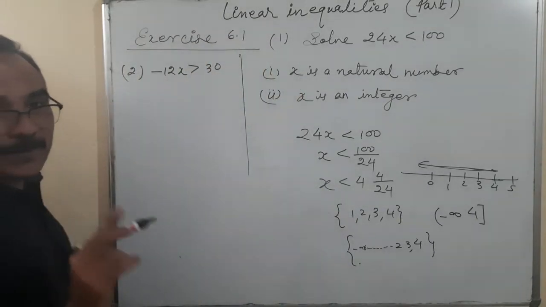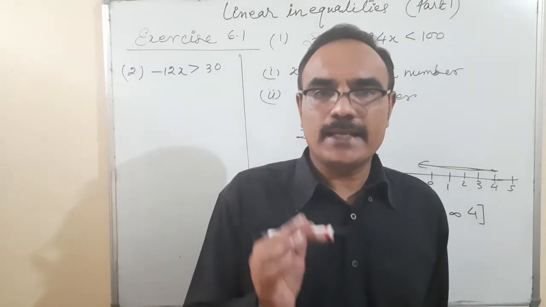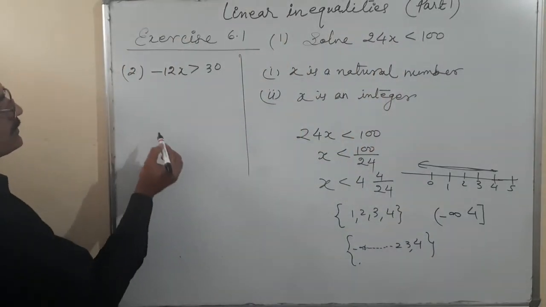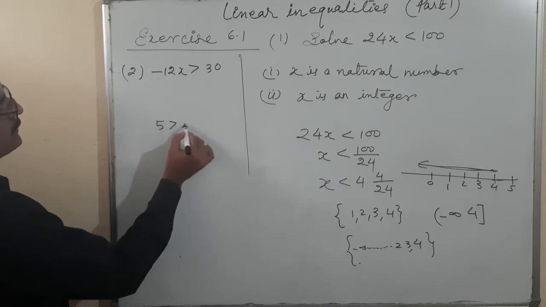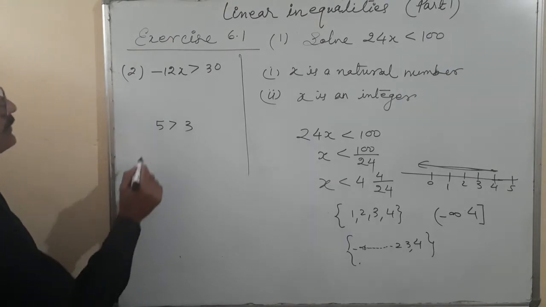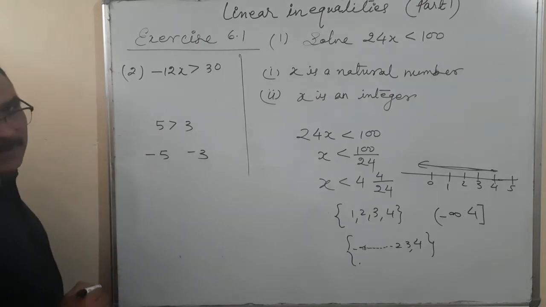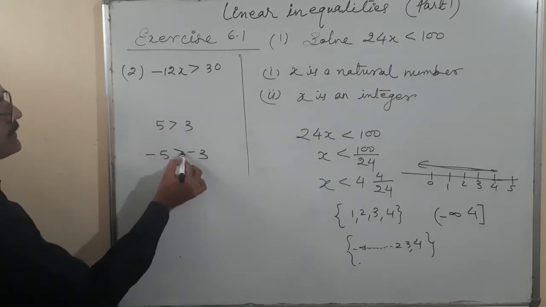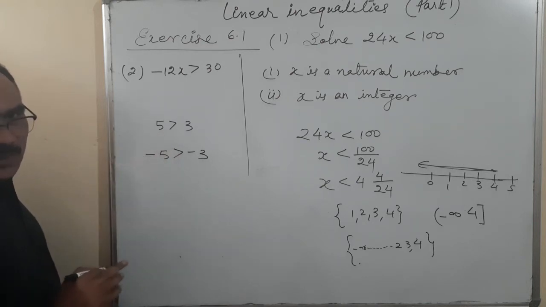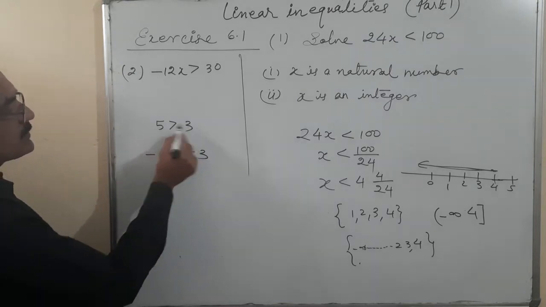You remember one thing: when we multiply by minus 1 on both sides, the inequality will change. How will the inequality change? Let me tell you. Suppose 5 is greater than 3. You are aware of that? 5 is greater than 3. If I multiply both sides by minus 1, what happens? May I write this as it is, or are both terms true, or one of them is not true? I think one of them is not true because it is given that 5 is greater than 3.